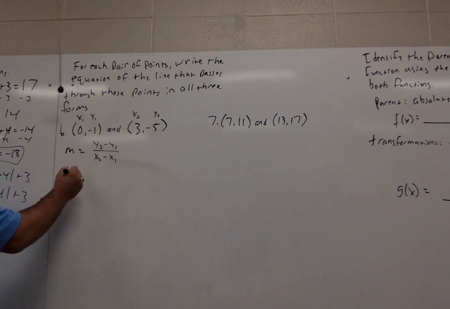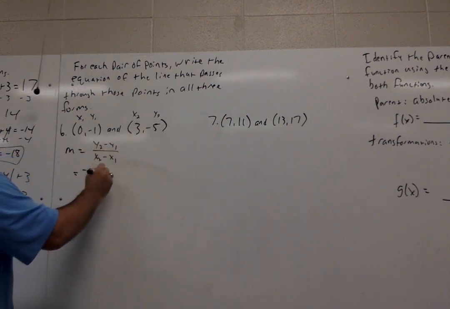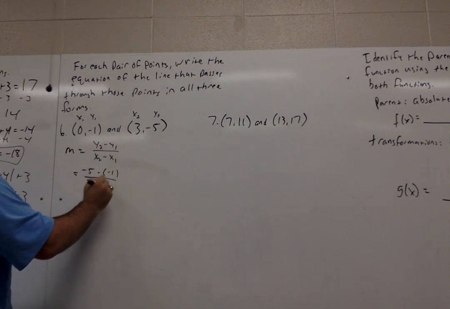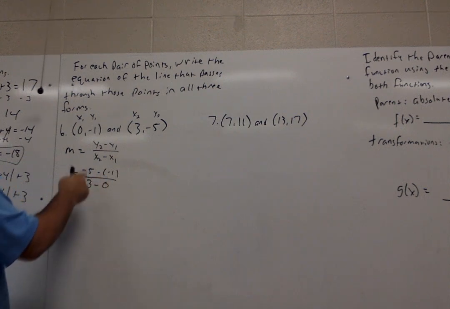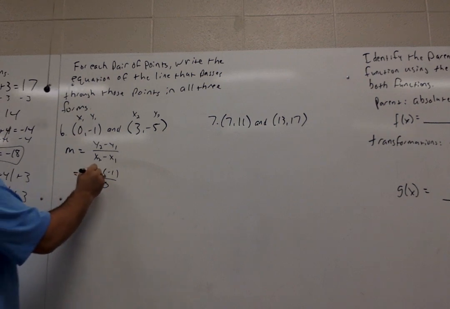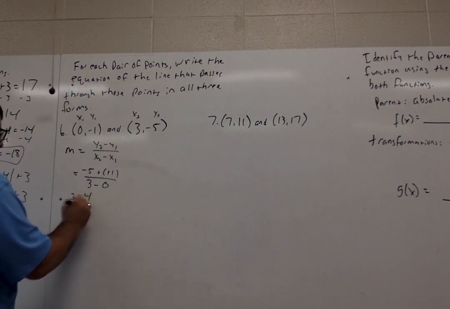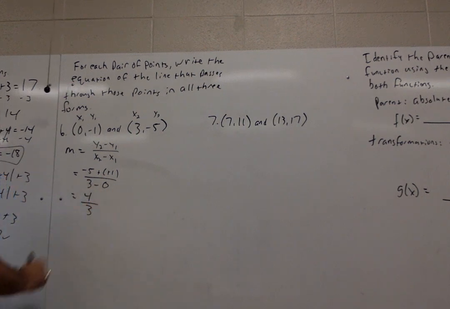Okay, so let's find the slope for this one. So -5 minus -1 over x2 minus x1. -5 minus -1, so I'm going to add a positive. -5 plus 1 is 4. 3 minus 0 is 3. There's my slope. Okay. Now here's the neat thing about this.